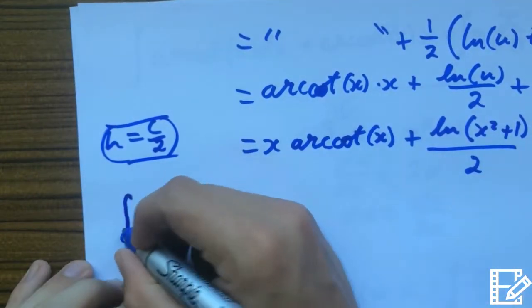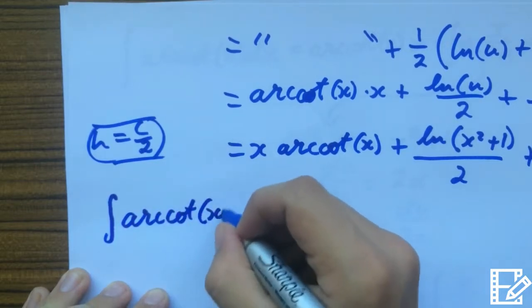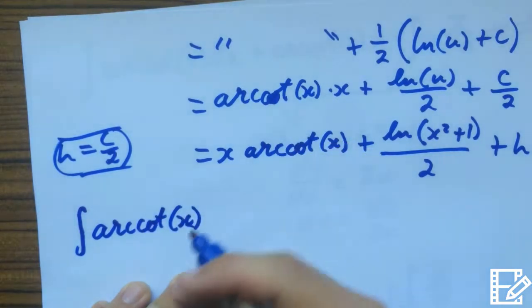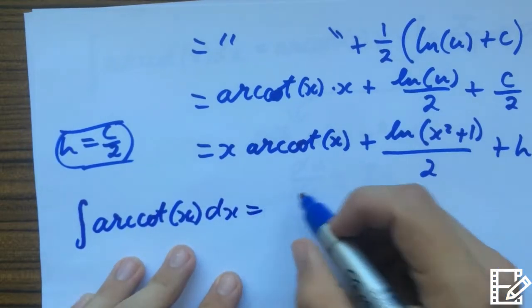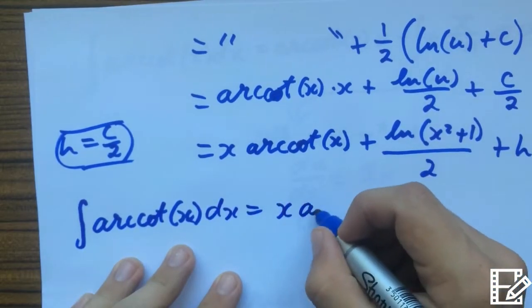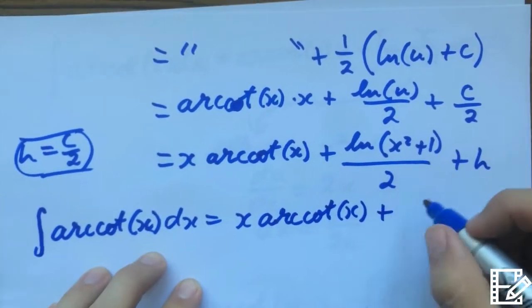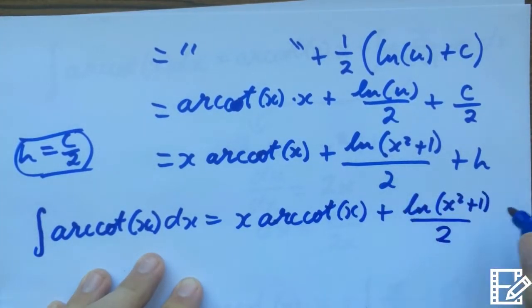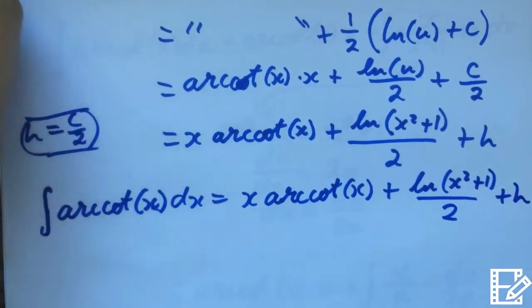And so therefore the integral of arccotangent of x, or arctan of 1 over x like we originally had, it doesn't matter, they're the same, equals x arccot x plus ln of x squared plus 1 on 2 plus h. And that is the final answer. Thanks for watching this video. I hope you learnt something, and have a good day.